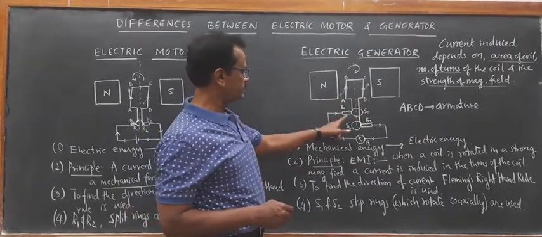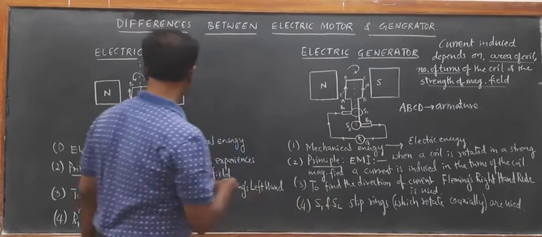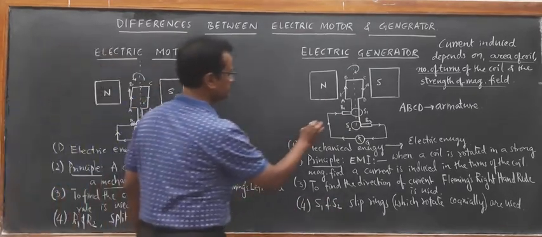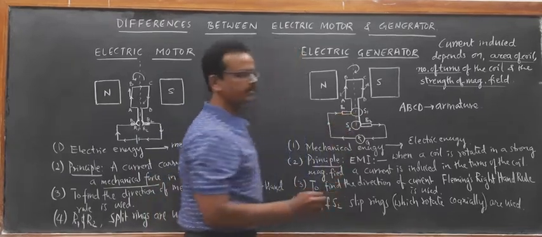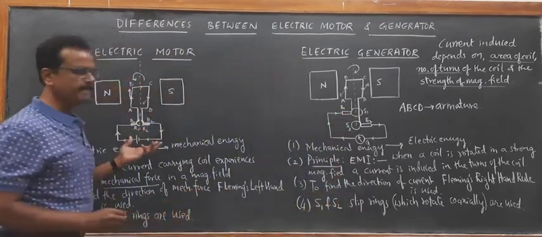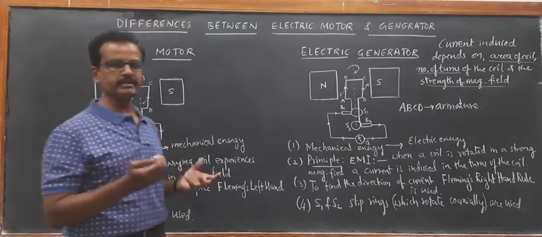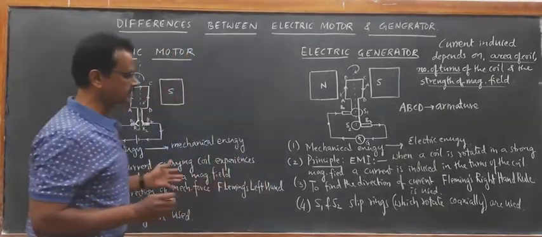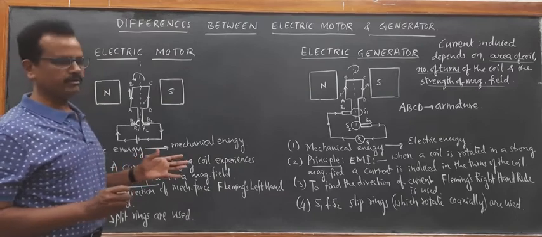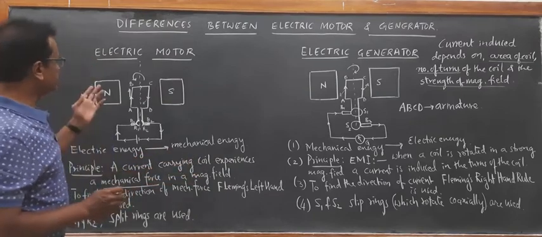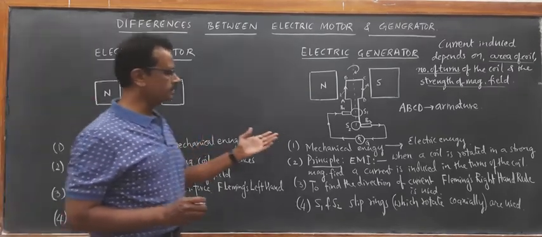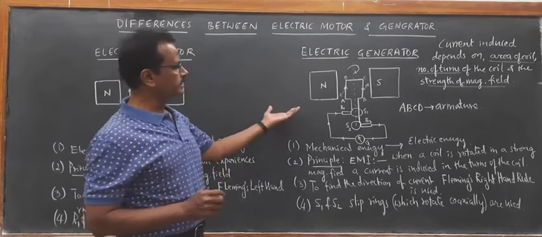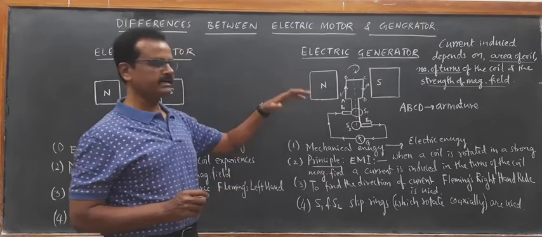And here B1 and B2 are the brushes. Here also B1 and B2 are the brushes that are being used. B1 and B2 are the carbon brushes, actually graphite brushes, which will have a smooth contact. So these are the four important differences between the electric motor and the electric generator. Okay. What about the electric AC generator and DC generator?